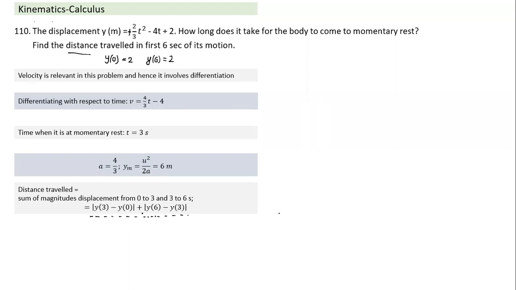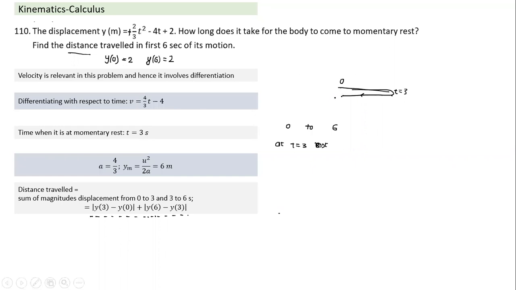Can you just repeat the last point? Last point: we have to calculate the distance traveled between, say, 0 seconds to 6 seconds. We know that at time t equal to 3 seconds, it comes to a momentary rest and reverses its direction. Its motion may be something like this. It is 0 here, at t equal to 3 seconds it comes to momentary rest and reverses its direction. So what is the distance traveled? Distance traveled is equal to the displacement from 0 to 3 seconds plus the magnitude of displacement from 3 seconds to 6 seconds. Does it make sense?